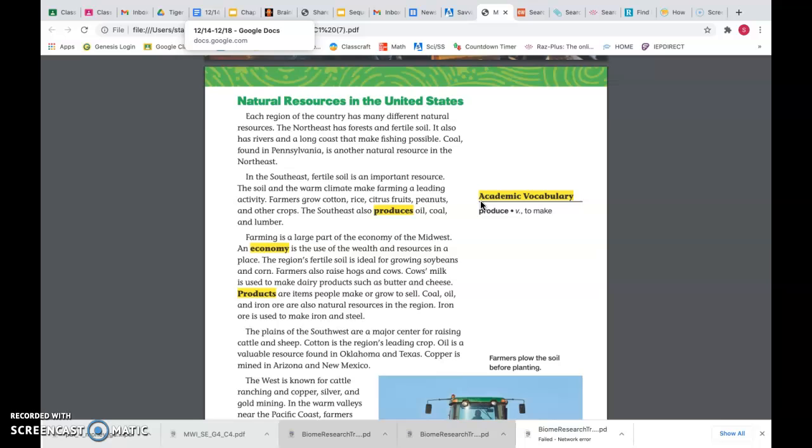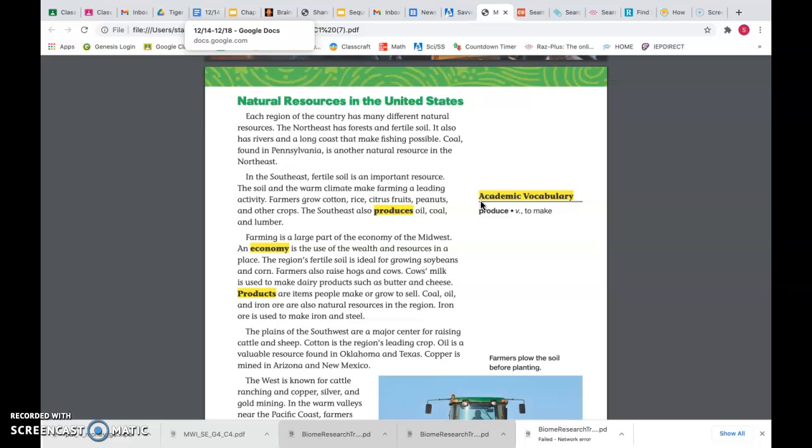Natural resources in the United States. Each region of the country has many different natural resources. The Northeast has forests and fertile soil. It also has rivers and a long coast that make fishing possible. Coal, found in Pennsylvania, is another natural resource in the Northeast.